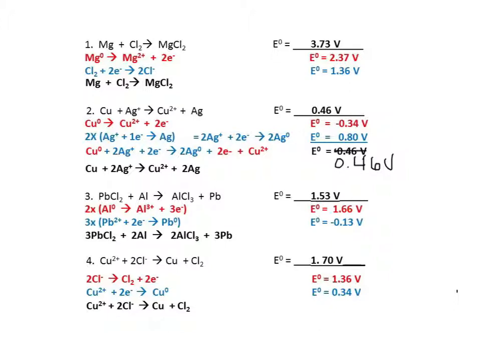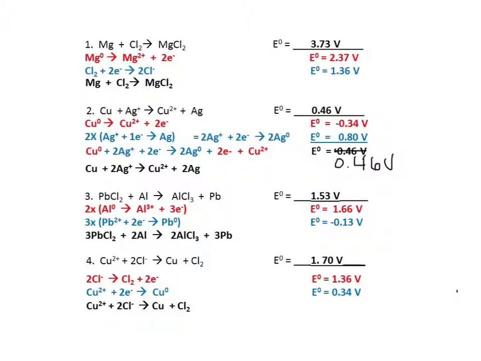Now notice what happened though. When I looked up my table for this one, I got 0.34 volts, but since this is an oxidation reaction, I have to flip its sign, so I added a negative. On this equation here, Ag plus plus 1 electron gives me Ag0. Now that is a reduction equation, so the number I'm going to use is right off the table. But notice I did not multiply it by 2, even though I multiplied this by 2.